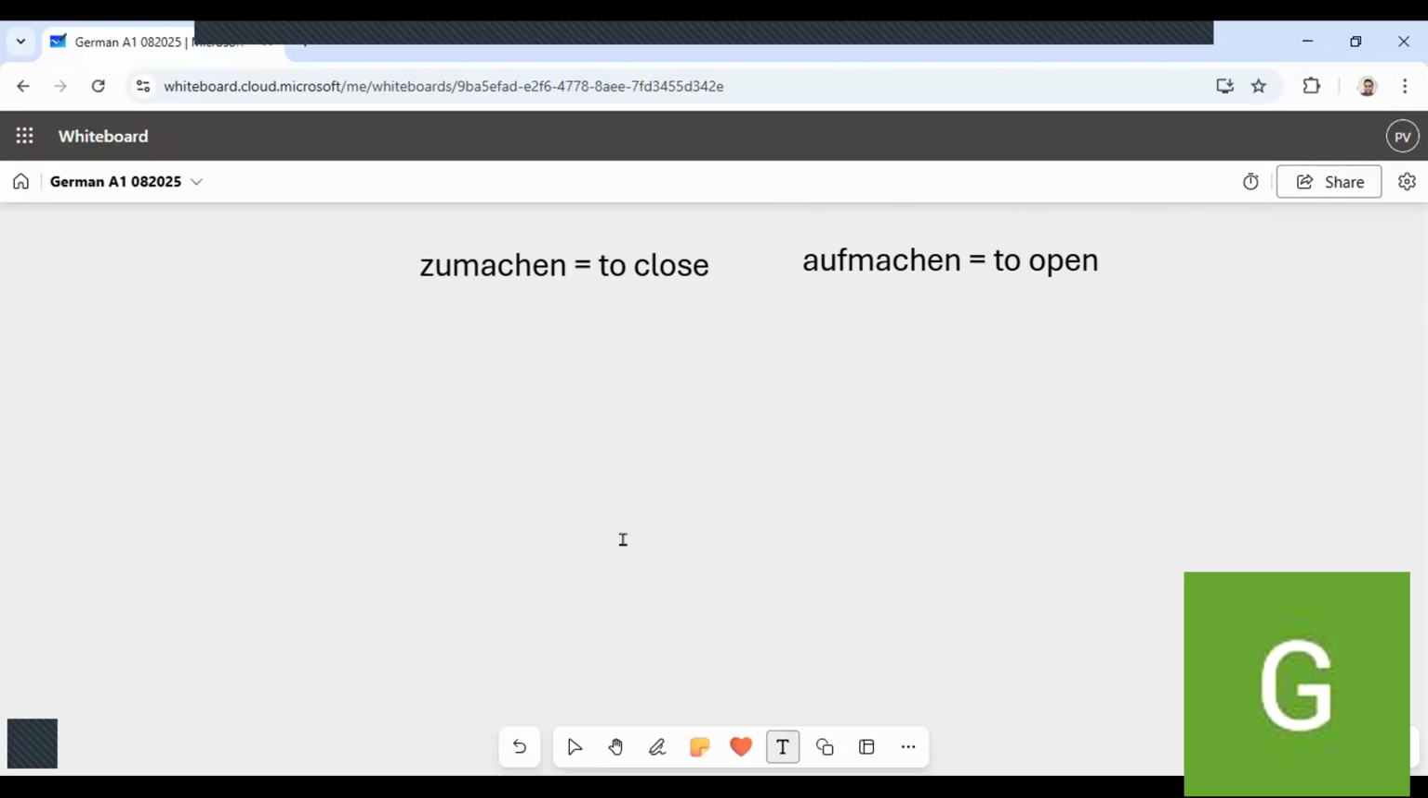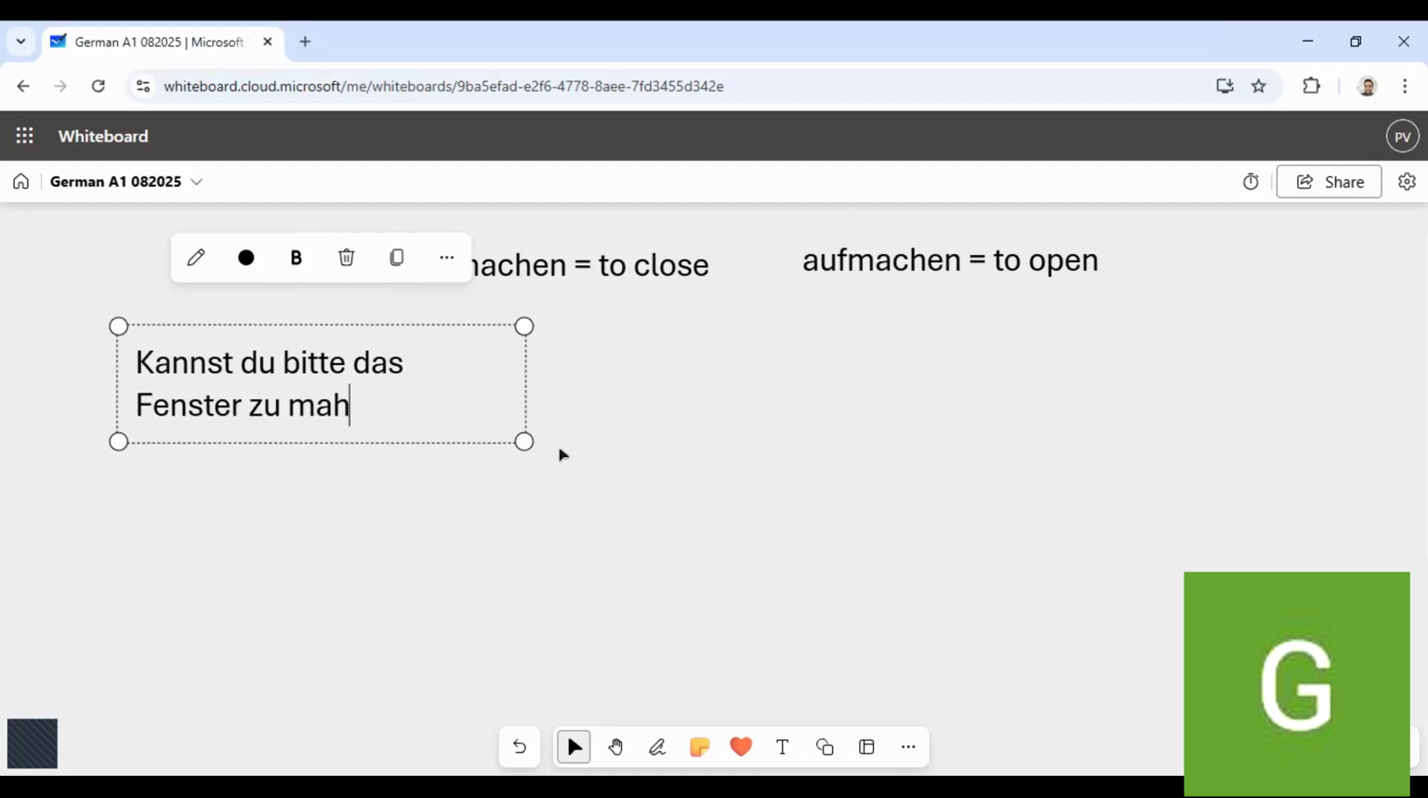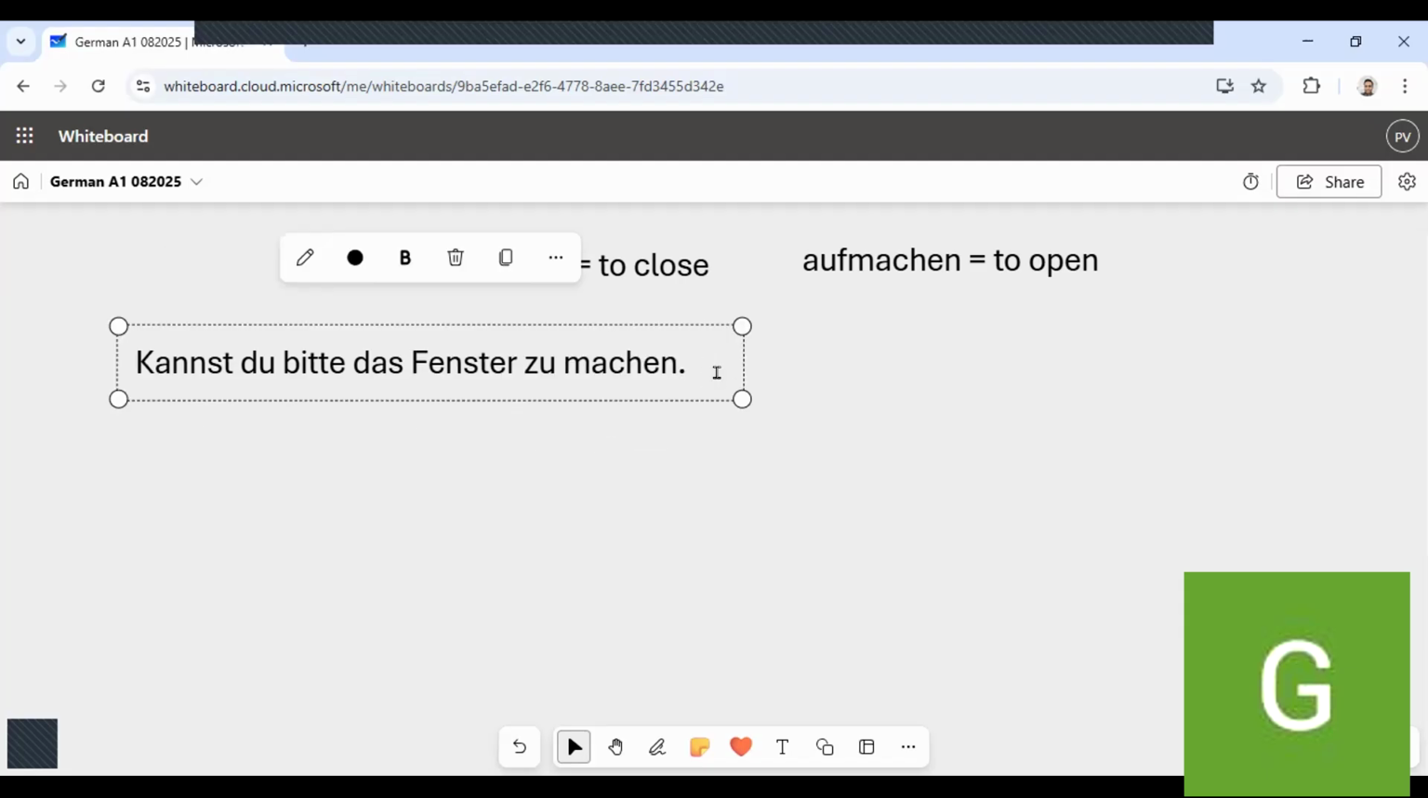So how can you make sentences with zumachen? Kannst du bitte das zumachen? So what's happening here is that when a modal verb comes into a sentence, then the complete Trennbar verb, both parts, will come together at the very last position of the sentence without conjugation, and only the modal verb will be conjugated.